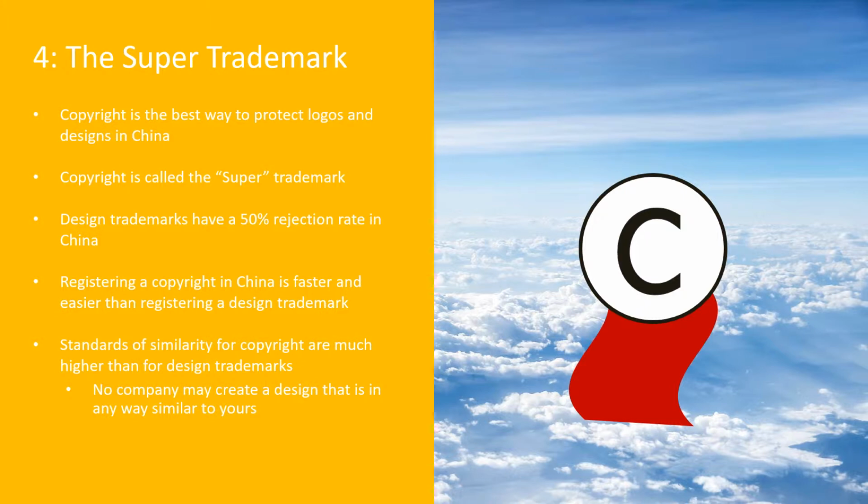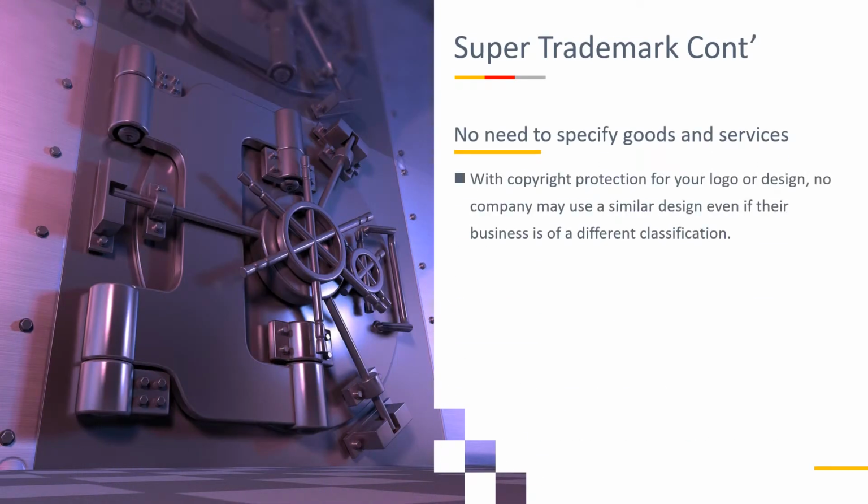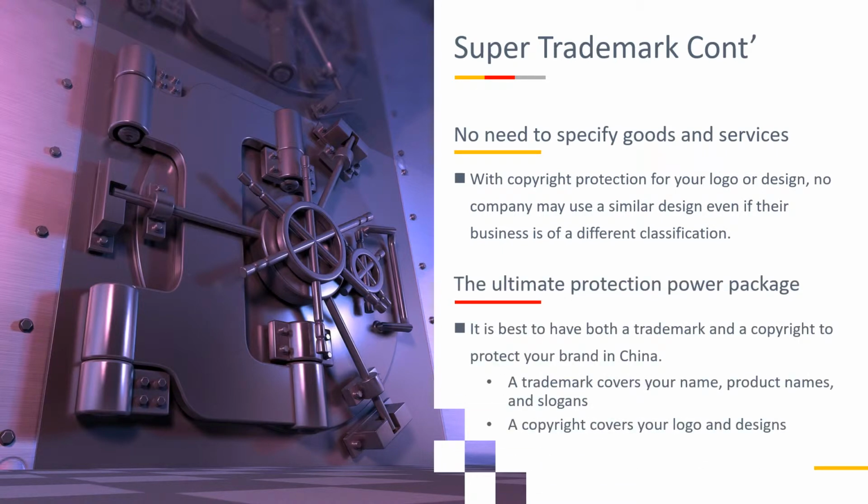The standard of similarity for copyright is much higher. The umbrella for protection is wider. It's a good strategy to register both a trademark and a copyright in China. How good is the super trademark protection? Let's say you have a business name and a logo. You should trademark your name, but copyright your logo. Why? In a trademark application, you have to determine a group of classes and subclasses that your goods fall into, and you are only protected in those classes. By registering a copyright on your logo design, no one may use that design, even if their company belongs to a different class of goods or services.